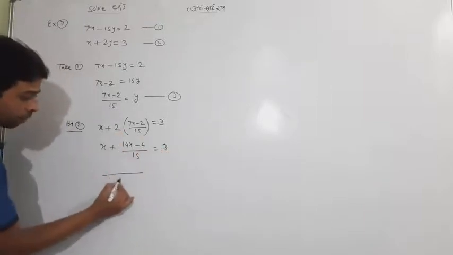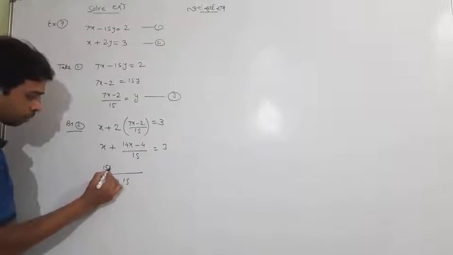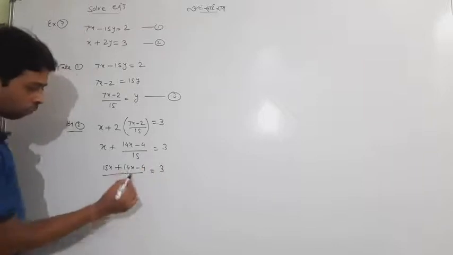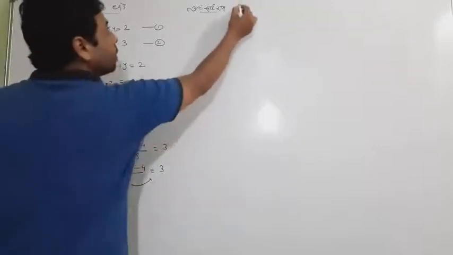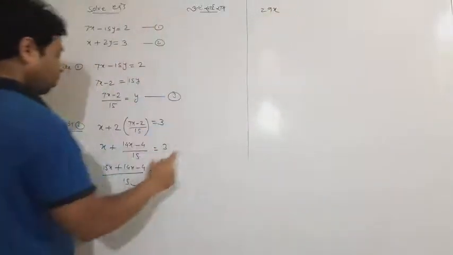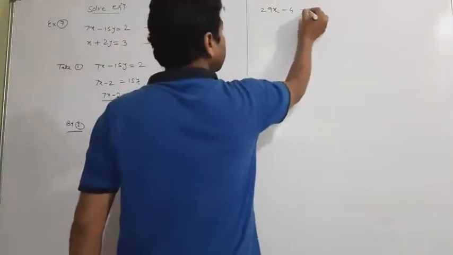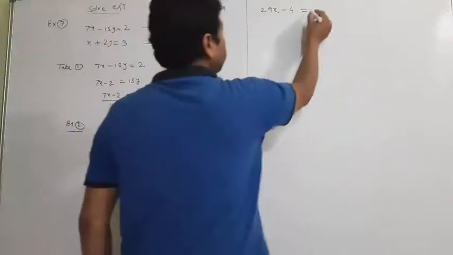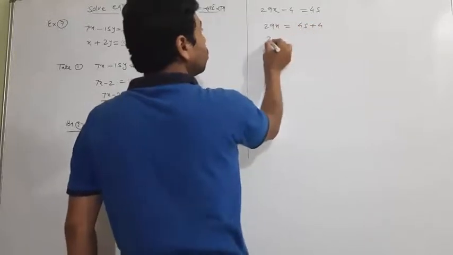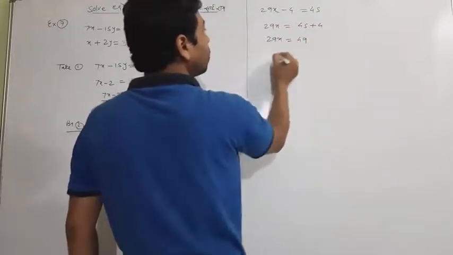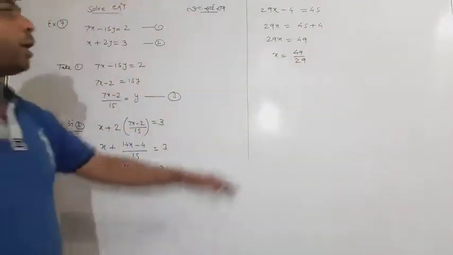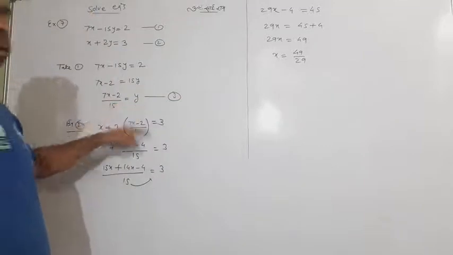Take an LCM. Very simple. (15x plus 14x minus 4) upon 15 is equal to 3. Now do the cross multiplication here. 15x plus 14x is 29x minus 4 is equal to 15 threes are 45. Now 29x is equal to 45 plus 4. 29x is equal to 49. x is equal to 49 upon 29. You got x. Now put this value of x here and get the value of y.